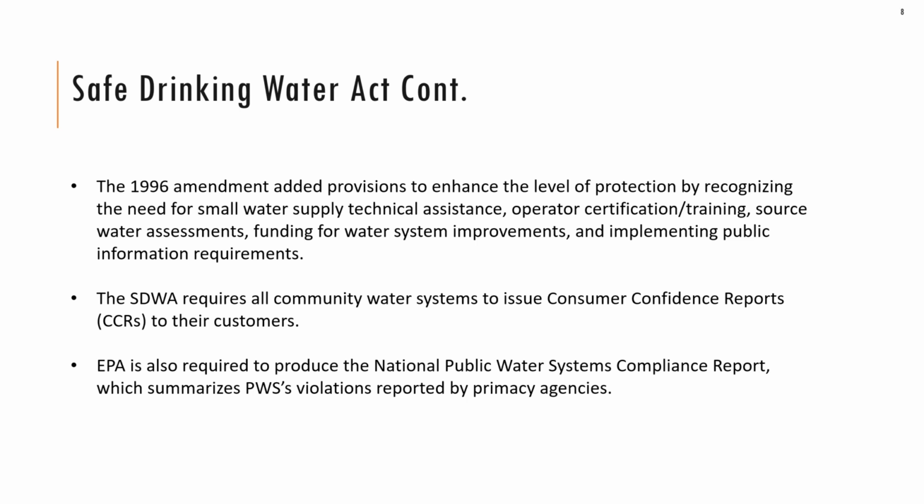So the 1996 amendment specifically added provisions to enhance the level of protection by providing assistance to small systems so that they have the ability to comply with the standards. It also implemented standards for the certification and recertification of drinking water operators to ensure systems are operating safely. It also requires states to conduct source water assessments to identify risks of contamination to protect the source water supply. It also introduced the drinking water state revolving fund to help systems make infrastructure or management improvements.